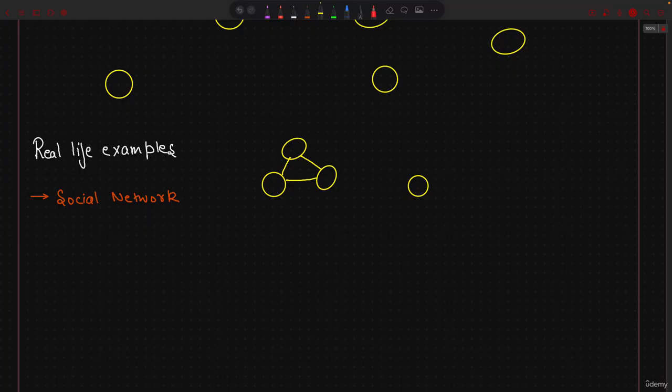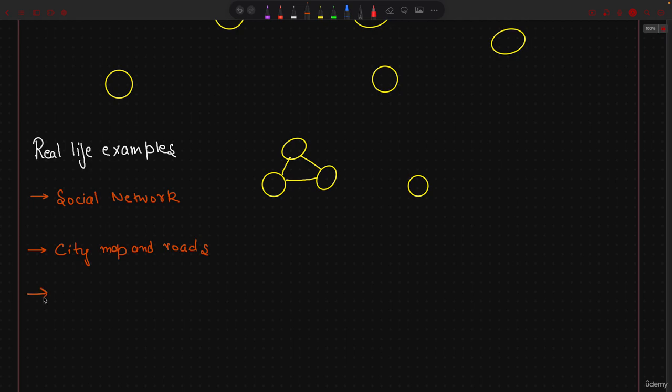The next example, which is again very easy to understand, is the city map and road network, or you can even think of a railway network. We have stations which can be the nodes, and the tracks can be the edges or the connections between them.